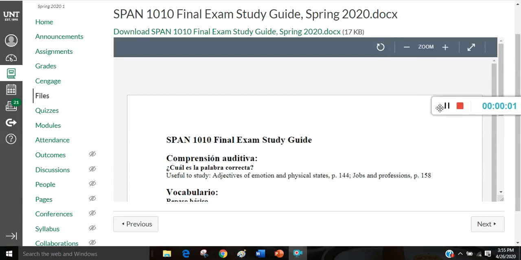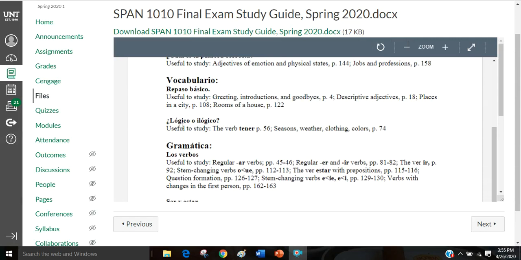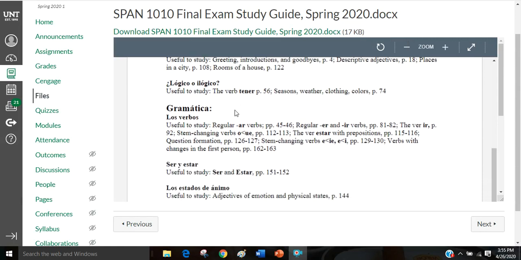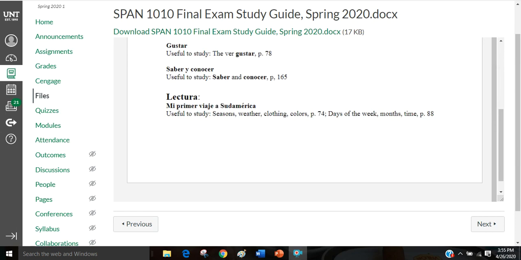Hola a todos. Today we're going to review for the final exam. Let's take a look at the final exam study guide. This is posted in the final exam module on Canvas. So for each section of the exam, I've listed what's useful to study in the textbook. So let me know if you have any questions over that.